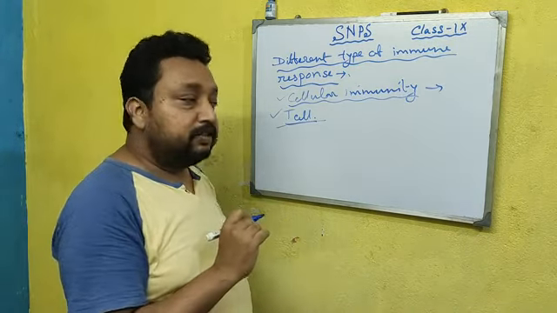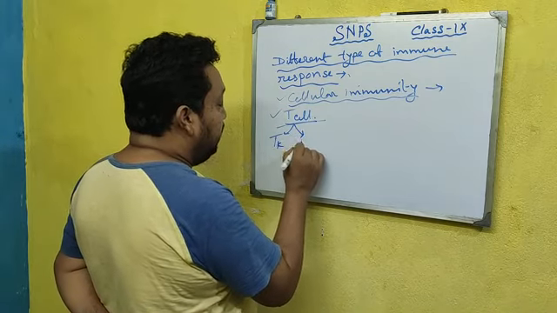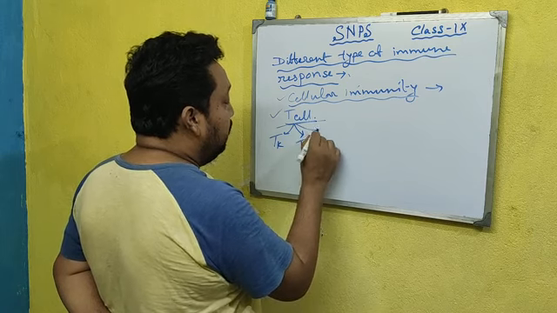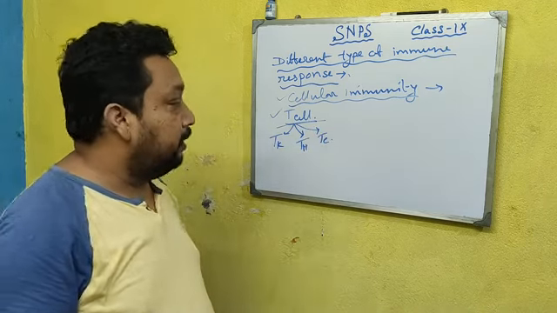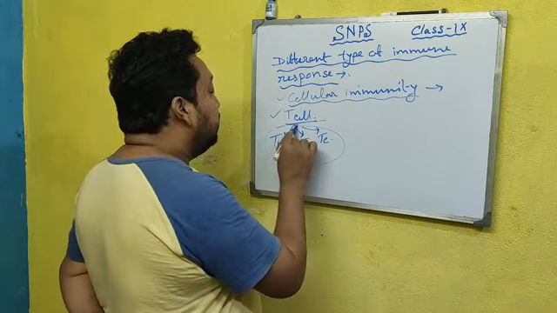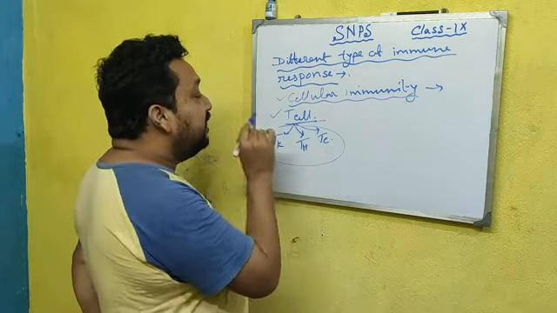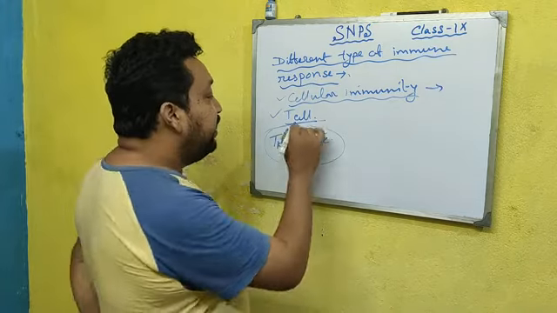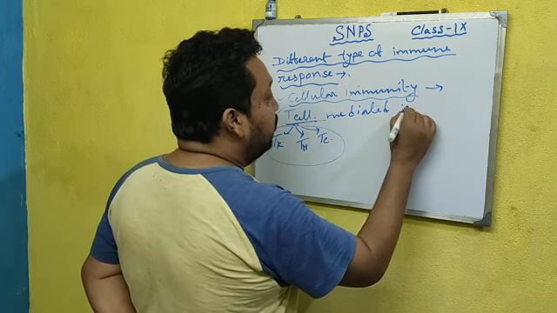cells, different kinds of T cells like TK cell, TH cell, TC cell. Different types of T cells. That type of immunity is known as cellular immunity or T cell mediated immunity.